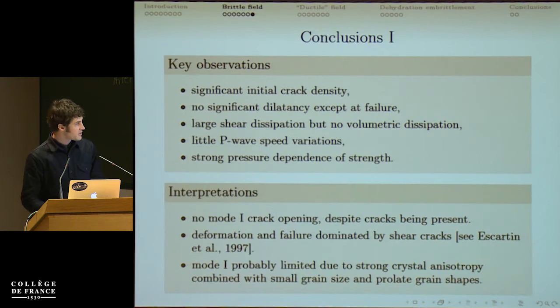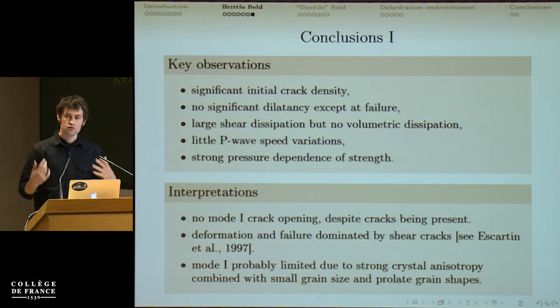And so we interpret this as, first, we have no mode 1 crack opening, despite cracks being already present. And it seems to us that deformation is dominated by shear cracks. This is also something that's been hypothesized and observed by Javier Escartin in his 1997 paper. So we just have propagation of shear cracks in their own plane and not mode 1 cracks. The mode 1 is probably limited due to the strong crystal anisotropy combined with a small grain size and prolate grain shapes, so needle-like grain shapes.